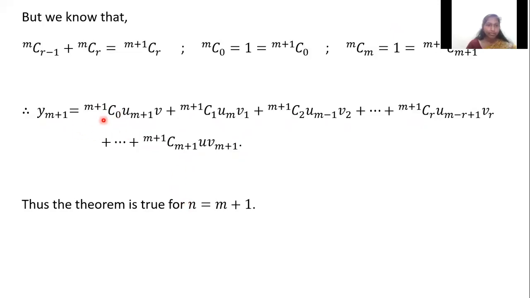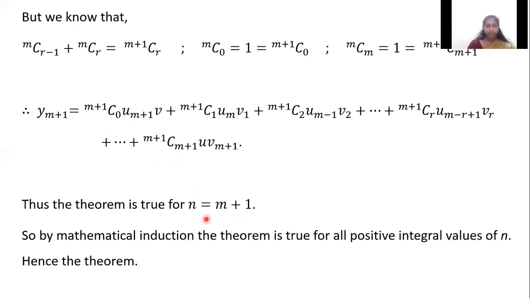Even if you are not writing this binomial coefficient in the first term and also in the last term, the result is going to be the same. So we can say that the theorem is true for m plus 1. So we can conclude that by mathematical induction, the theorem is true for all positive integral values of n, and hence proved the theorem.